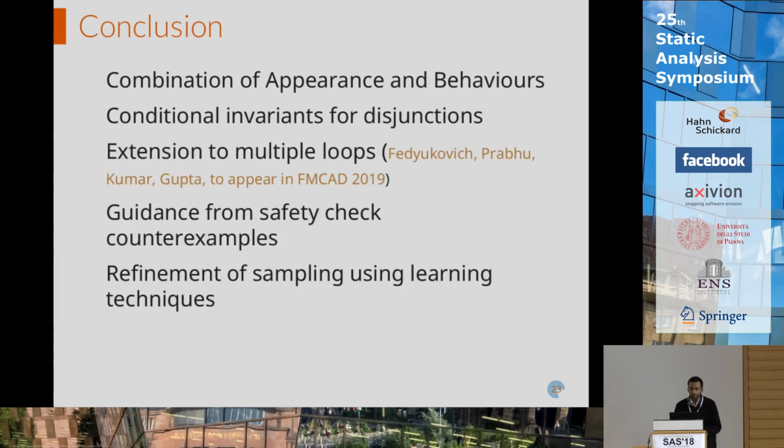Now, as future work, we wanted to extend it to multiple loops. This has been done, and it is to appear in FMCAD this year. Second is guidance from safety checks. We saw that CTIs were used to get implications, but can we use the safety check? If the safety check fails, can we use that also to get some guidance?